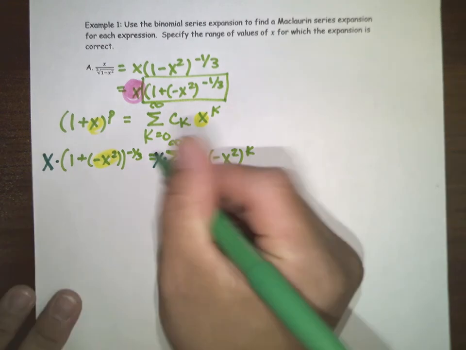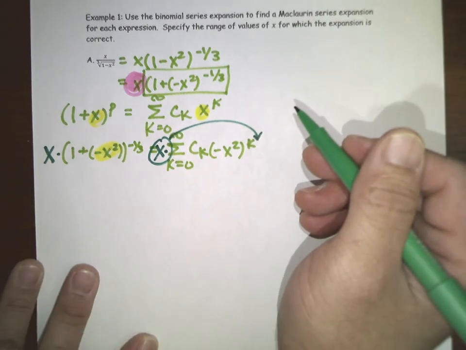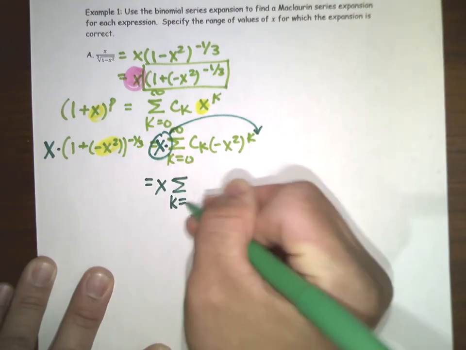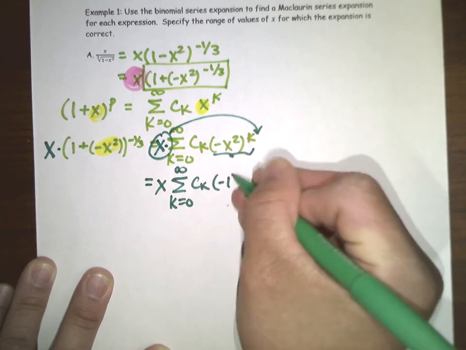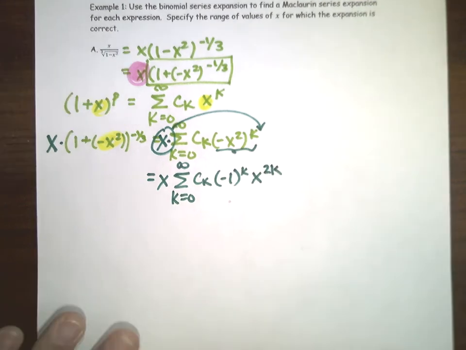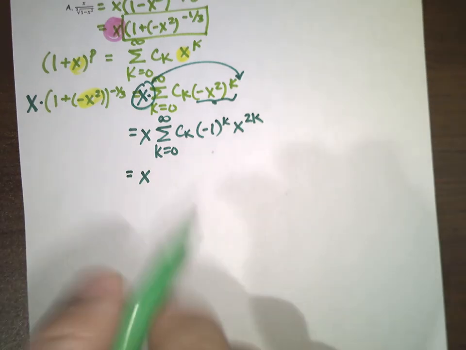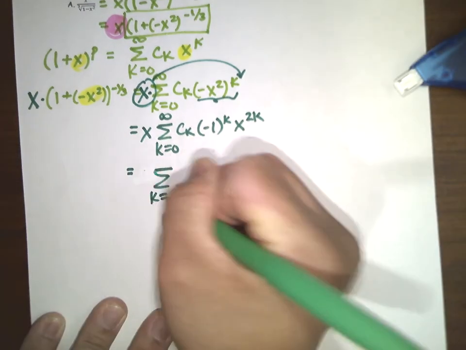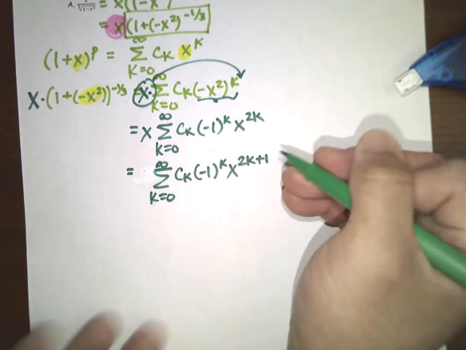To simplify this a little bit, I can bring this x into the expression. If I rewrite this, it will be x times the sum k equals 0 to infinity of ck, and I'm going to rewrite this part as negative 1 to the k and then x to the 2k. Then bring the x in, so I'm left with the sum k equals 0 to infinity of ck times negative 1 to the k, and then x to the 2k plus 1 power.